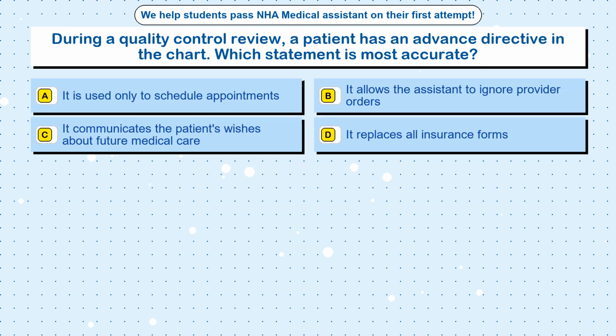Question 80. During a quality control review, a patient has an advance directive in the chart. Which statement is most accurate? Option A. It is used only to schedule appointments. Option B. It allows the assistant to ignore provider orders. Option C. It communicates the patient's wishes about future medical care. Option D. It replaces all insurance forms.